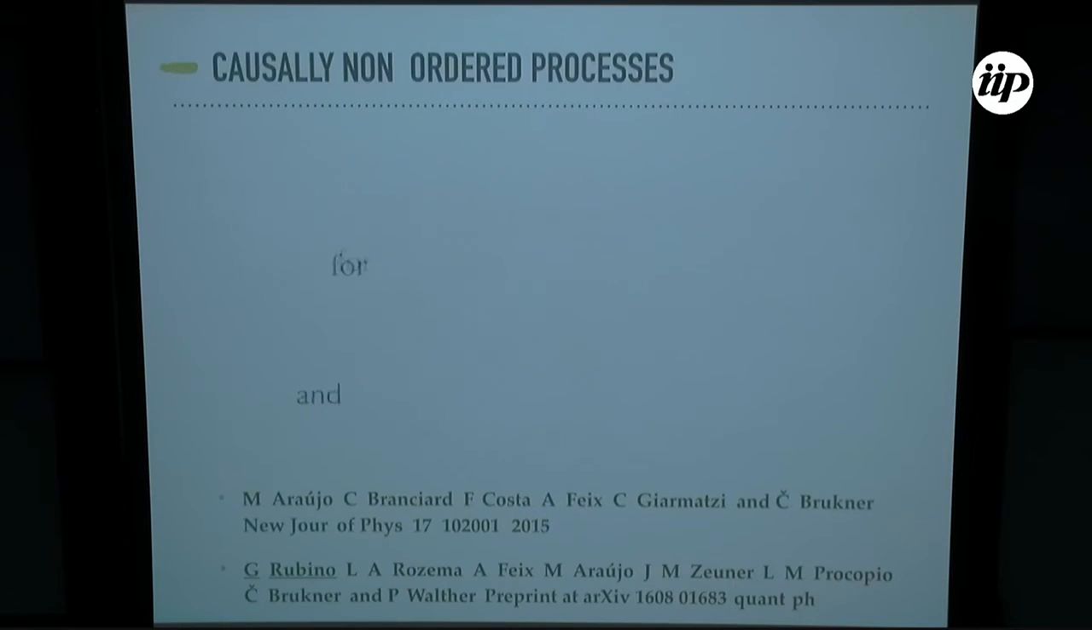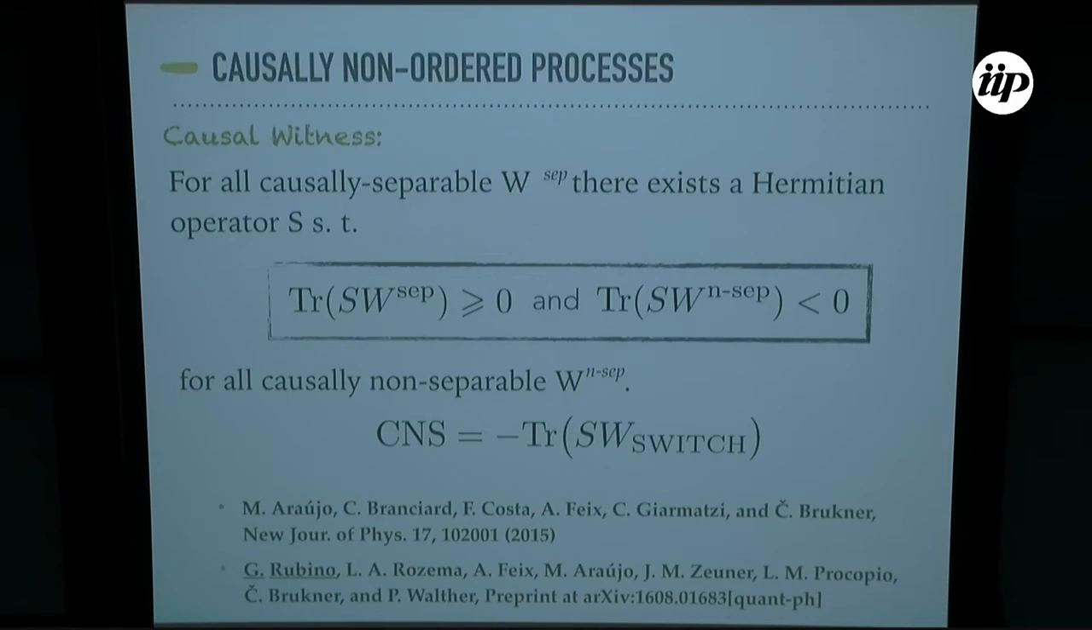Now, the causal witness is a tool that we can really consider as the analog of the entanglement witness for the case of entanglement. So let's now consider the case of entanglement. I have a state and I want to decide whether this state is entangled or separable. What will I do? I will measure this entanglement witness on the density matrix of this state. And depending on whether I get a value above 0 or below 0, I will have demonstrated that my state is entangled or separable. Here it's exactly the same.